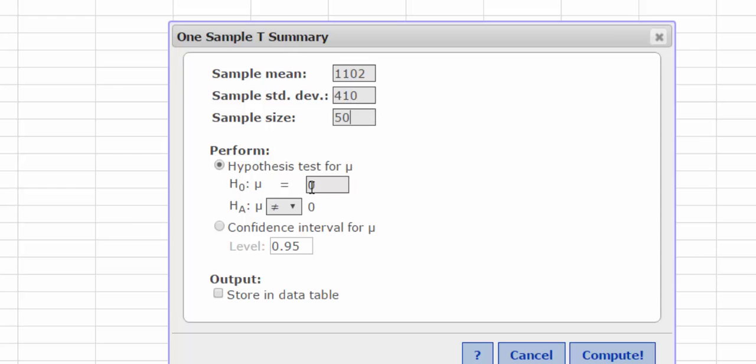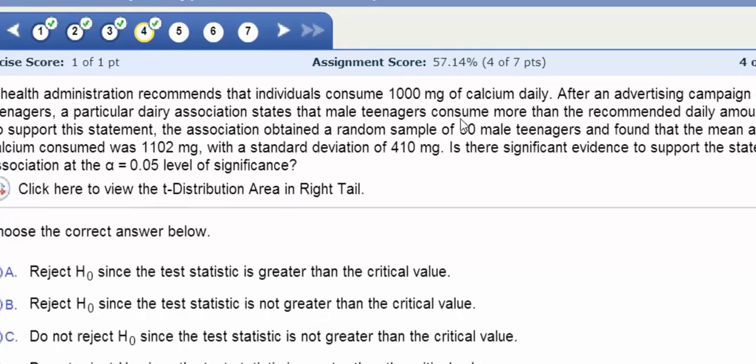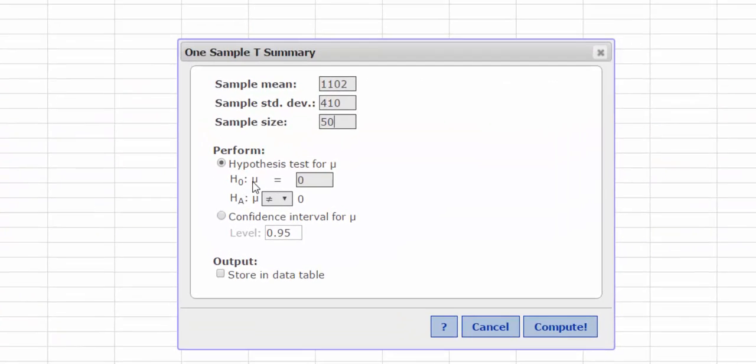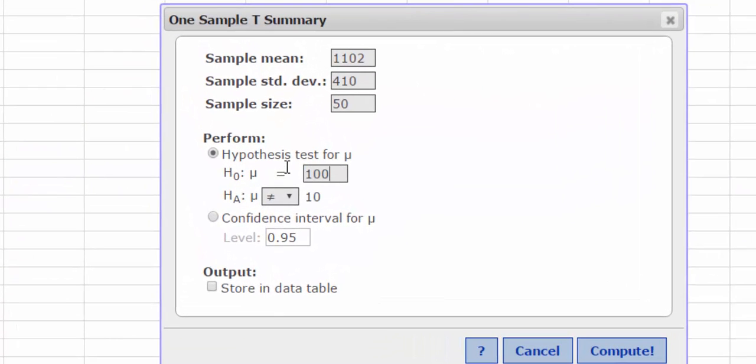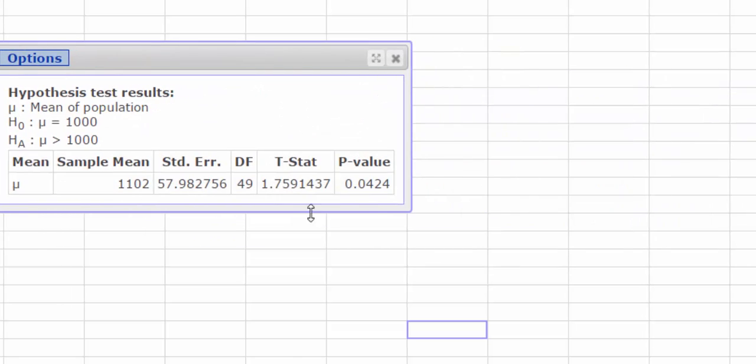And then our hypothesis test, we want to know, do male teenagers consume more than the recommended daily amount? So the recommended daily amount was 1,000 milligrams. So this is going to be a right-tailed test. So you have to have the inequality point to the right. I press compute, and there's my t statistic and my p-value.